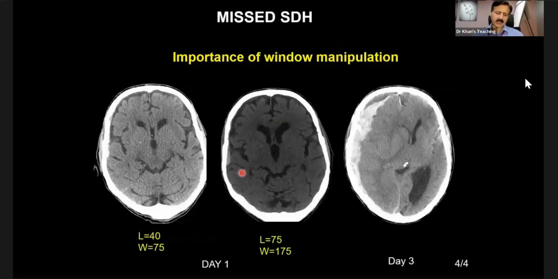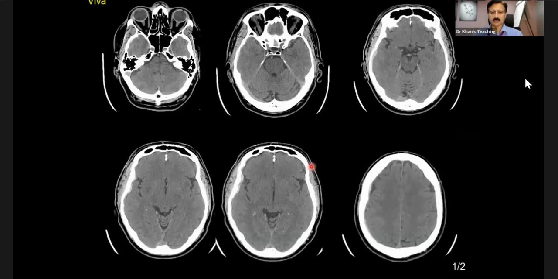That this is the window. The literature tells you level 75 and window width 150 to 200. This is your choice. I usually use level 75 and width 175. Otherwise you are going to miss this kind of subdural hematoma.